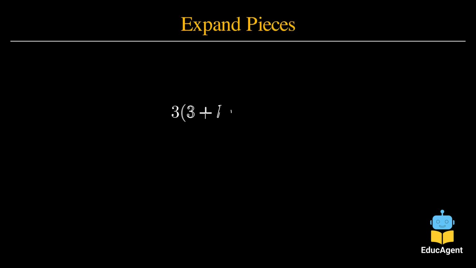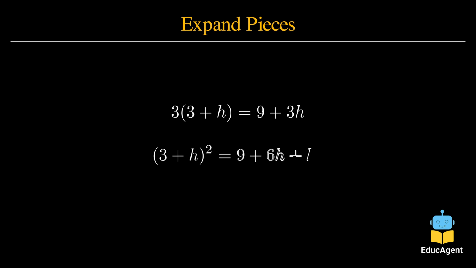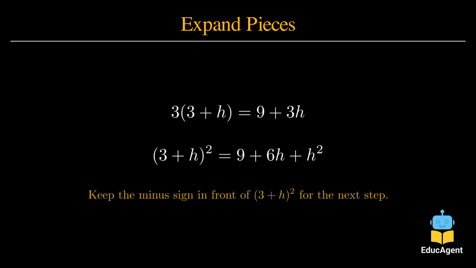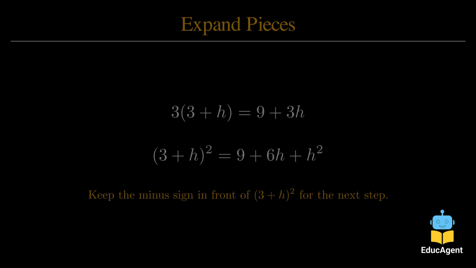Expand the easy part first. Distribute the 3. Now square the binomial. Open parenthesis 3 plus h, close parenthesis, times open parenthesis 3 plus h, close parenthesis, gives 9 plus 6h plus h squared. That negative sign will flip every term in the square when we subtract it.